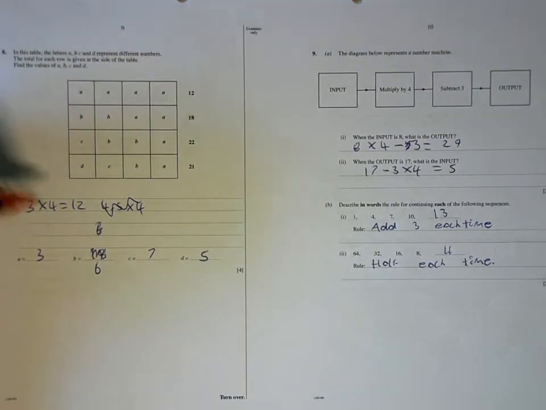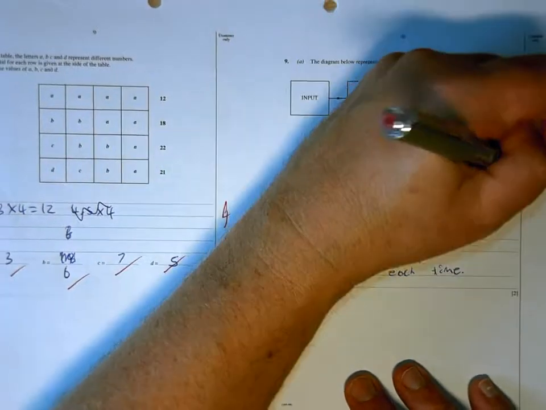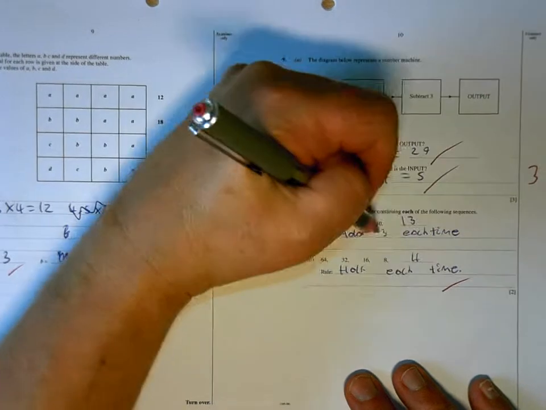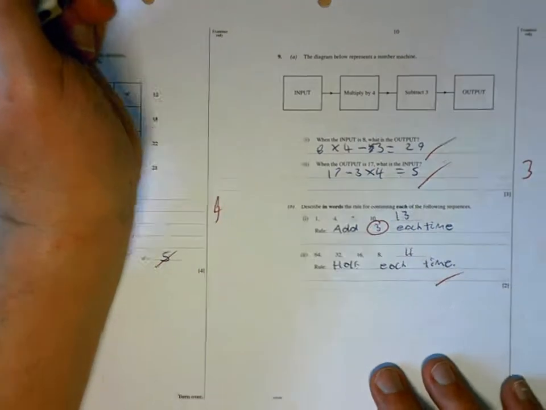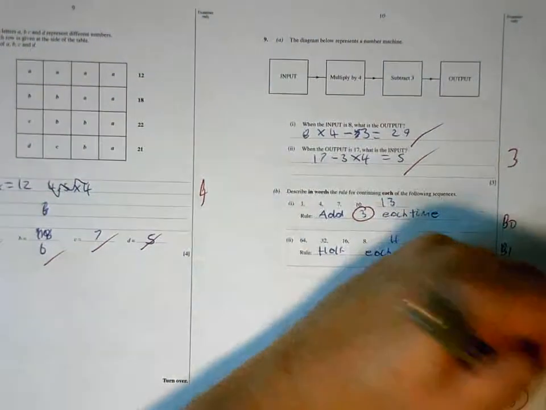For this one, 3675 is correct. Good stuff. 29 and 5 is correct. Half each time is fine, because they're all words. That's not a word, can't give you the mark. Total for the page, 8.